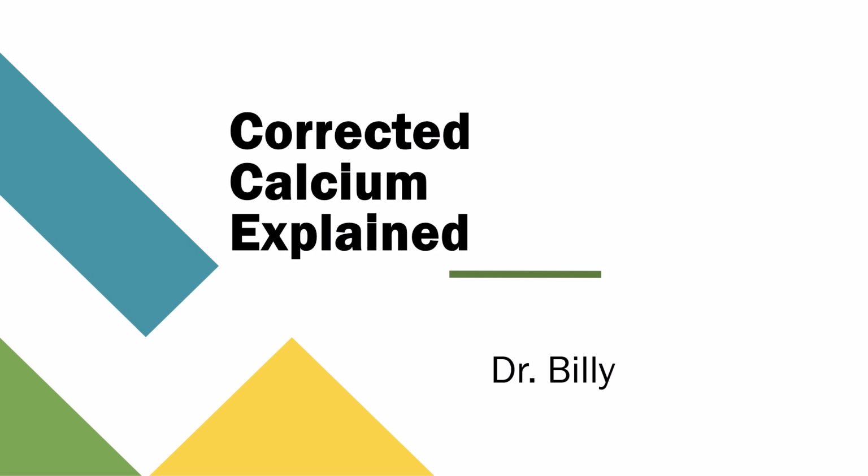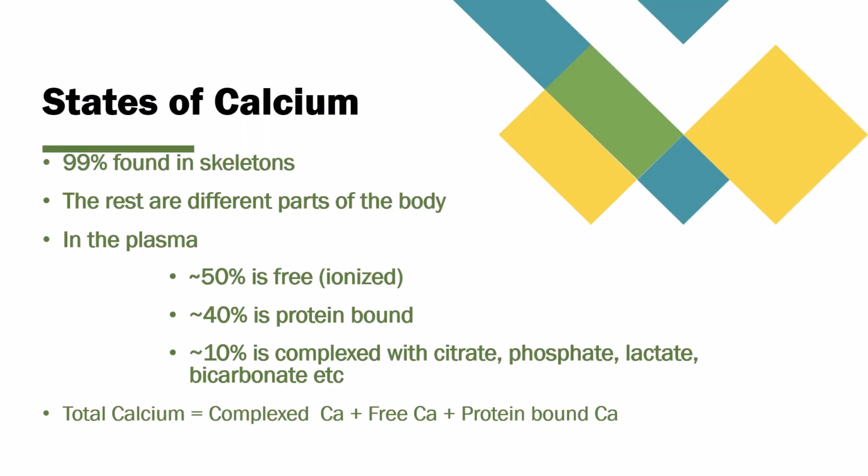In this lecture, I'm going to be explaining the theories behind corrected calcium. It usually comes up in clinical discussions, especially in patients with hypocalcemia, and I'm going to tell you why. Generally, 99% of body calcium is found in the skeletons, especially the bones and the teeth. The remaining 1% is distributed into different parts of the body, including the nerves, the muscles, and the blood, in which a derangement can predispose the patient to symptoms of either a hyper or hypocalcemia.